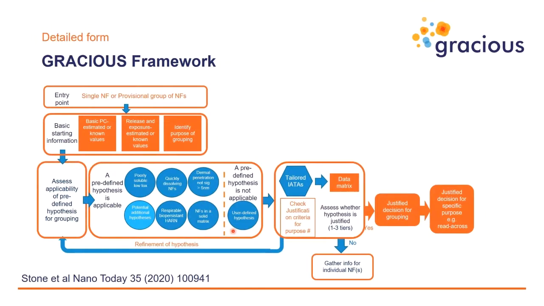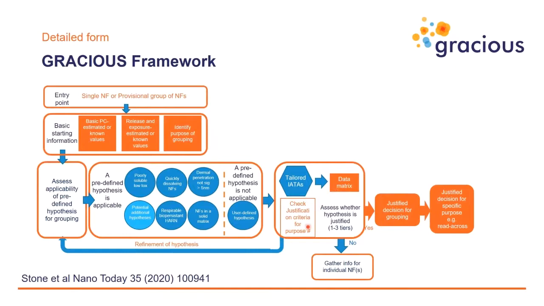Once the user has their hypothesis, they then need to test it, and it's tested using a testing strategy known as an IATA. IATA stands for Integrated Approaches to Testing and Assessment, and I'll describe what that means in a moment. This IATA is tailored to the specific hypothesis so that you only generate the information that's really needed. When you conduct the IATA or use the IATA, it will generate information which is collated together using a data matrix, and this data matrix is required by the European Chemicals Agency for regulatory purposes.